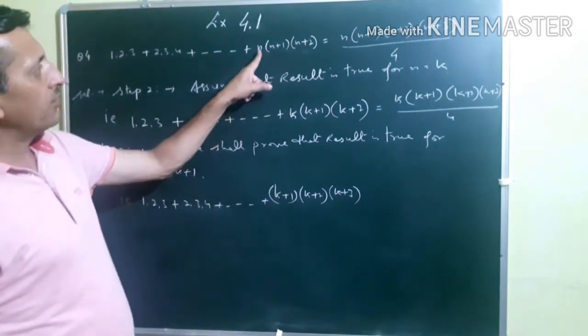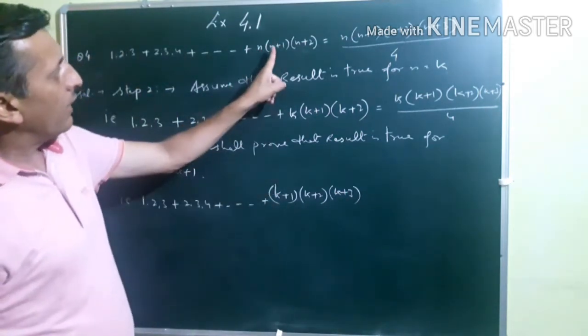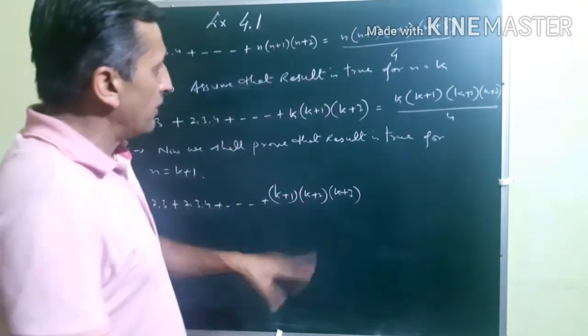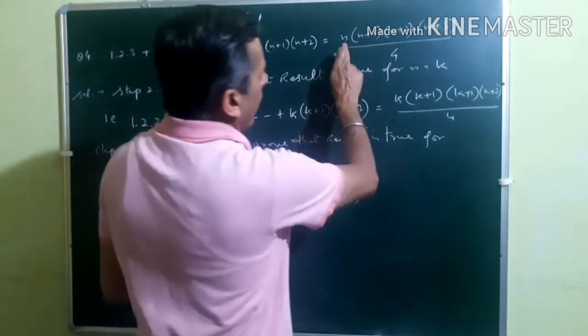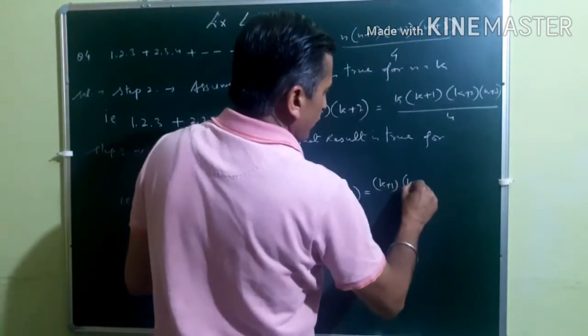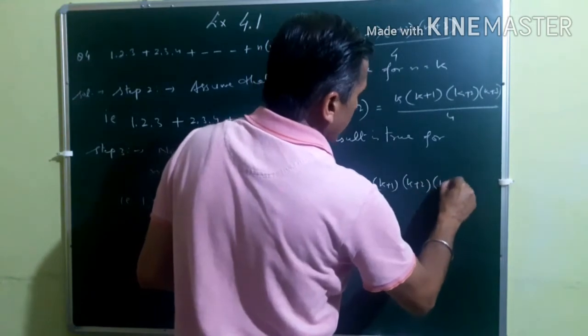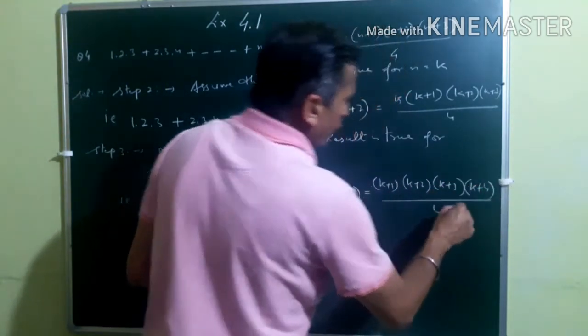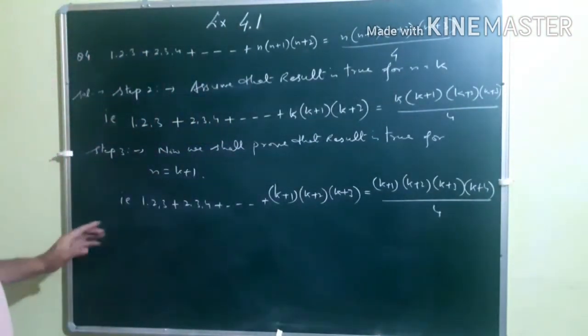Now n is replaced by k plus 1. So it's k plus 1, k plus 1 plus 1, that's k plus 2, k plus 1 plus 2, that is k plus 3. Similarly on the right hand side, n is replaced by k plus 1. So it's k plus 1, k plus 2 and k plus 3, and then k plus 4, whole upon 4. So this result we have to show.